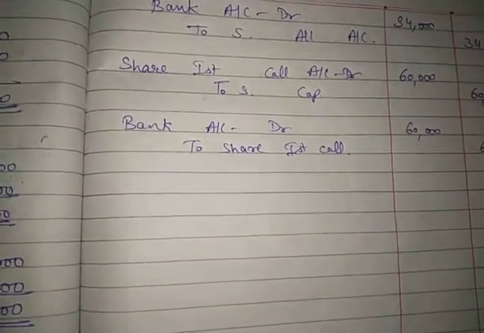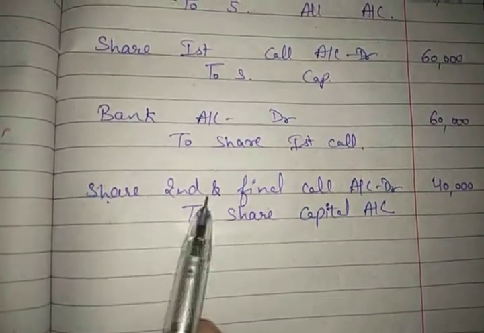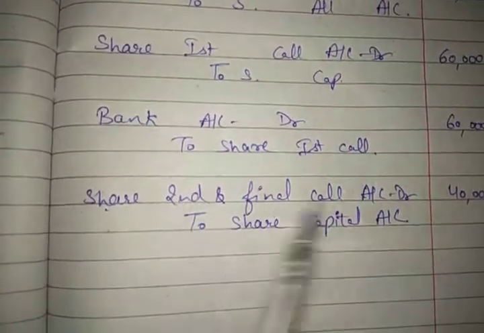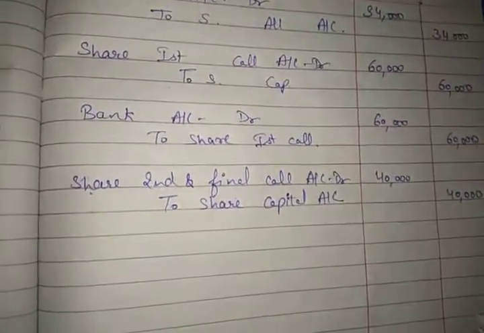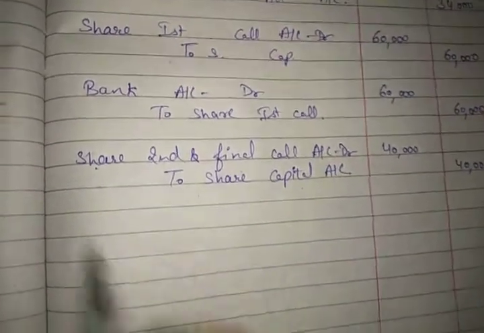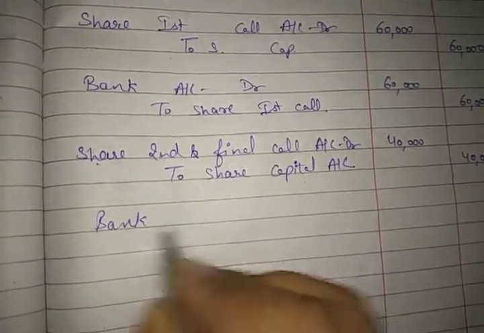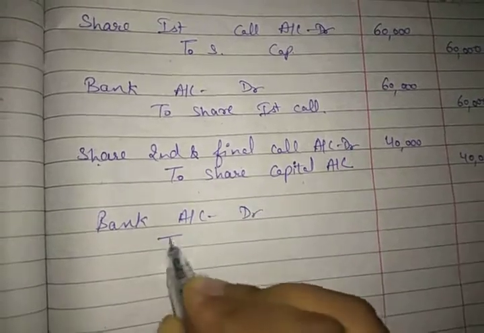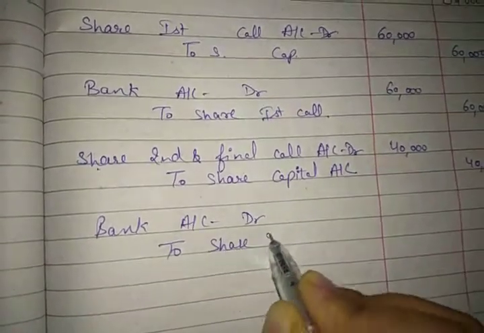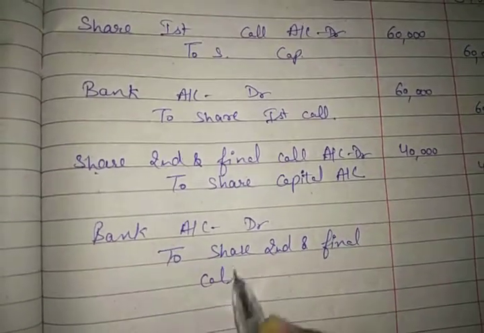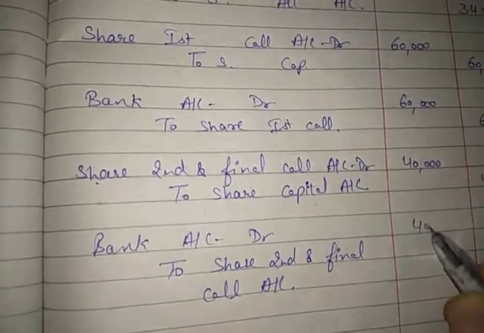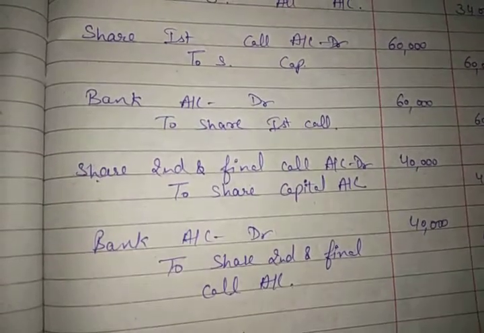and similar will be for the second call. Here we have called the second and final call. The entry will be share second and final call account debit to share capital account. The amount will be 40,000, 20,000 shares into 2 rupees balance. And now we will receive this: bank account debit to share second and final call. Okay. We will receive the full amount and that's it.